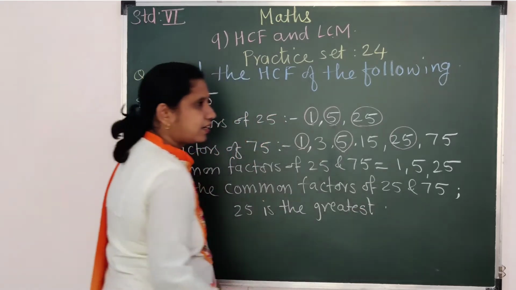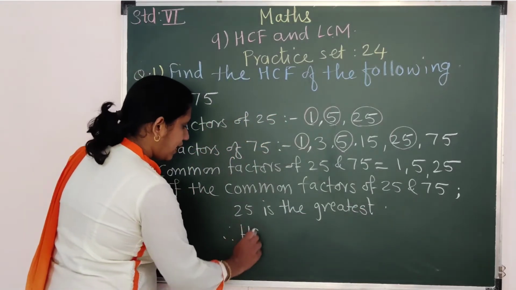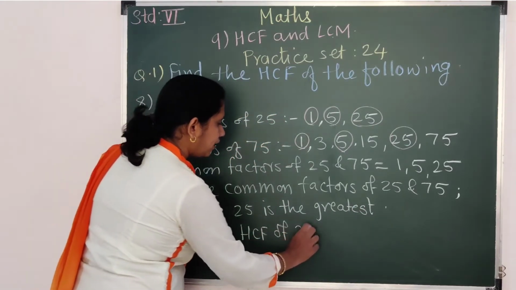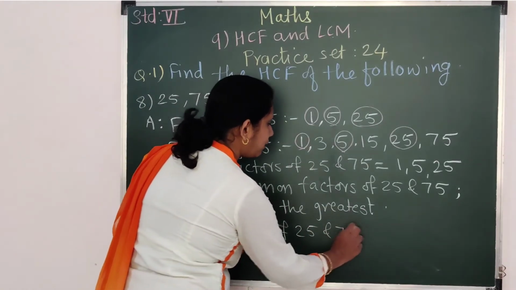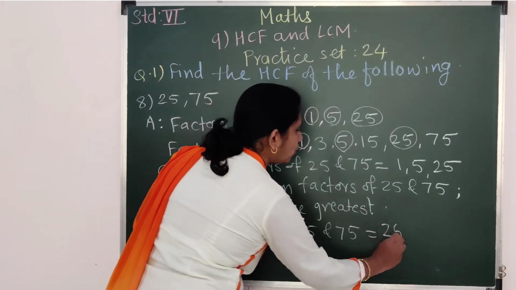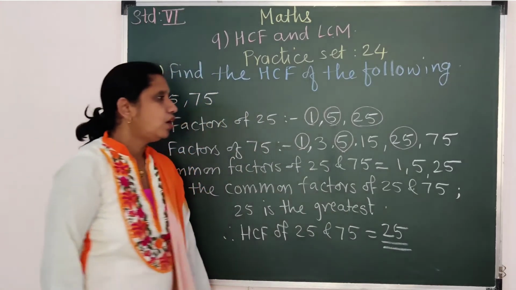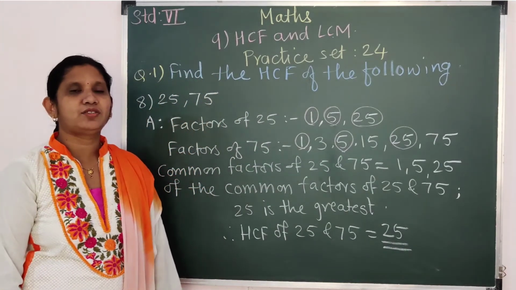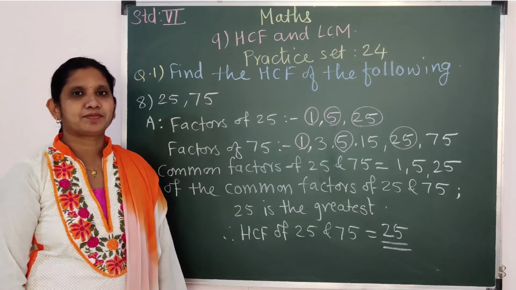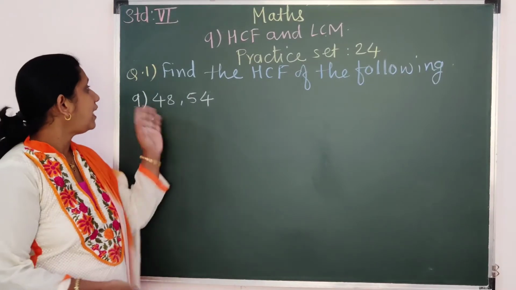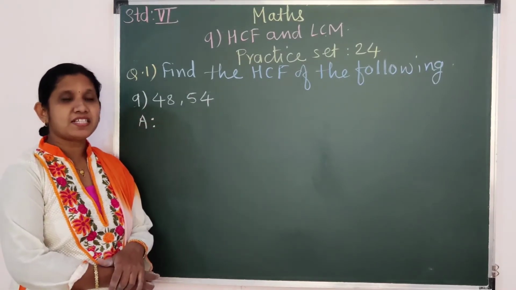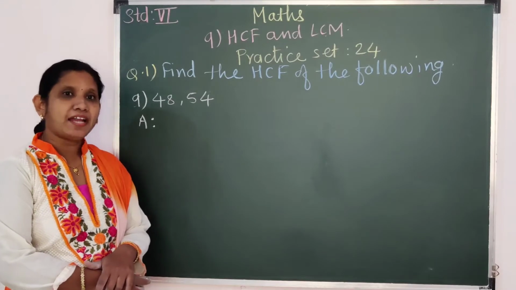25 is the greatest. Therefore, HCF of 25 and 75 is equal to 25. So, I hope you all must have understood this example. Students, see, in example number 9, the numbers given are 48 and 54.